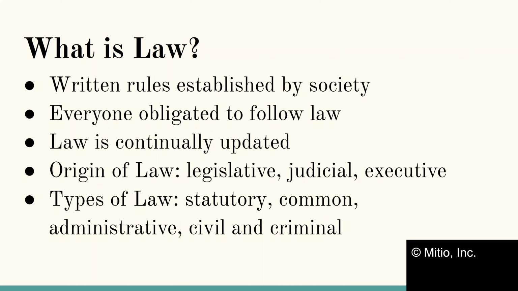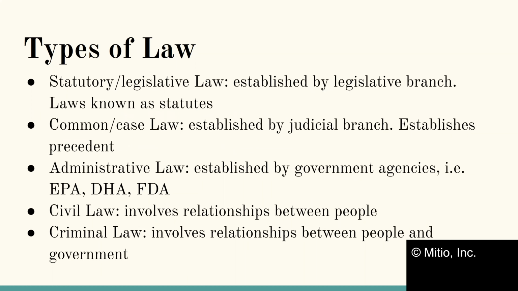Types of law, you have statutory law, common law, administrative law, civil, and criminal law. So there's quite a few different types of law. Let's go to the next slide, and we're going to discuss a little bit of this. So types of law, statutory legislative law. These are established by the legislative branch. And these laws are known as statutes. So the House and the Senate draw up the bills, and when they get voted on, they become statutes.